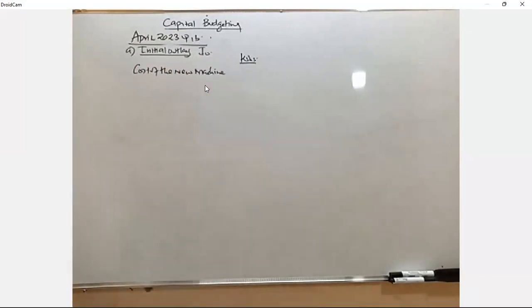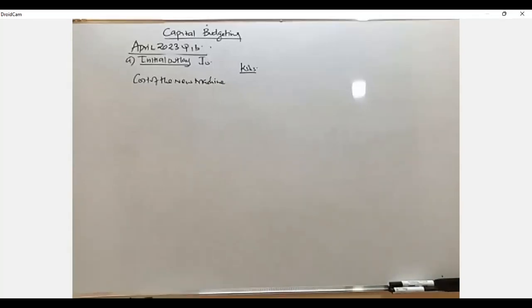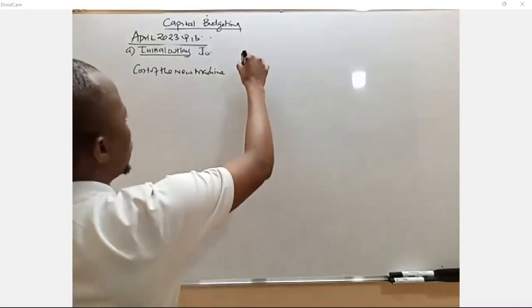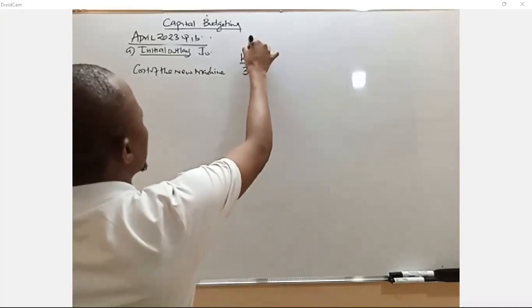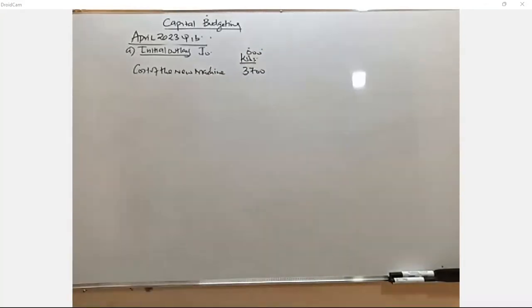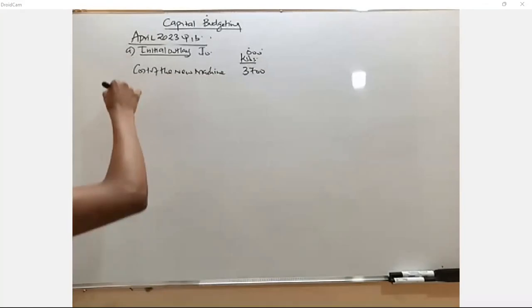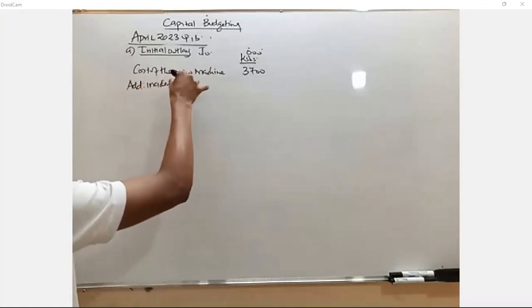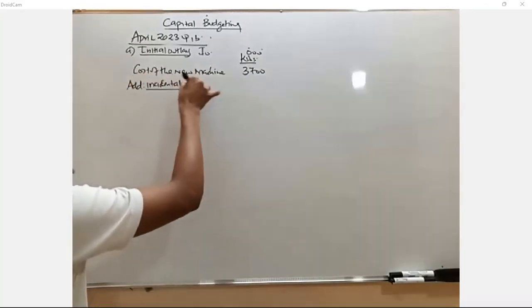What is the cost of the new machine? From the question provided there, we are being told that the importation of the new machine will have a cost of 3.7 million. So let us reduce our shillings to thousands. Then we add incidental costs. And you can see NPV is always in every semester.